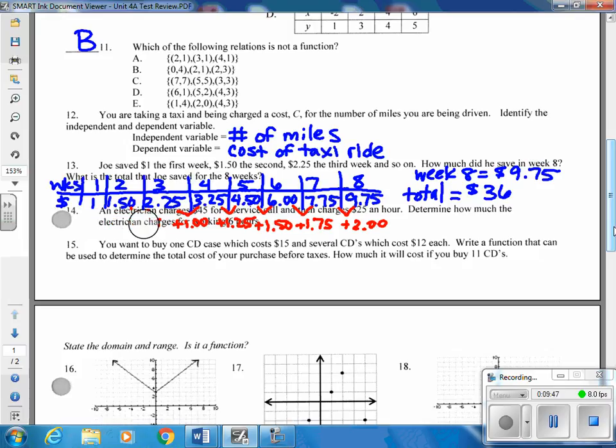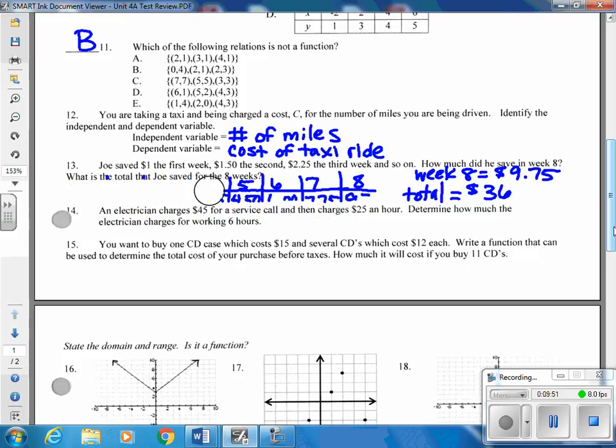the best way for that one. Now for 14 and 15, an equation will work, and it will work very quickly and easily to your advantage. So when we're looking at number 14, it says an electrician charges $45 for a service call and then charges $25 an hour. That means just to come out to your house, you have to pay the $45, whether they do anything or not. But then every hour that they're there, they're going to tack on an additional $25.